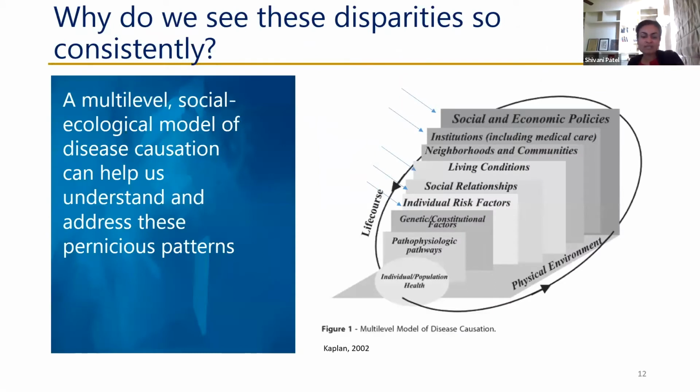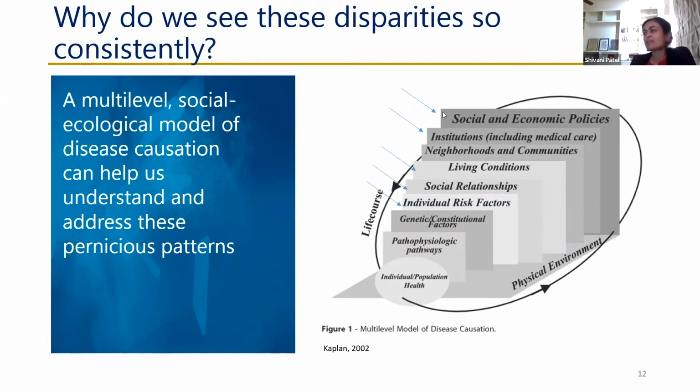And so this brings me to the second phase of my remarks today. Why do we see these disparities so consistently? I operate from this social ecological model of disease causation. This model posits that individual and population level health is a result of pathophysiological factors and genetic factors that are impacted by individual risk factors, social relationships, and living conditions that are all embedded within neighborhoods and communities, institutional environments, and social and economic policies.